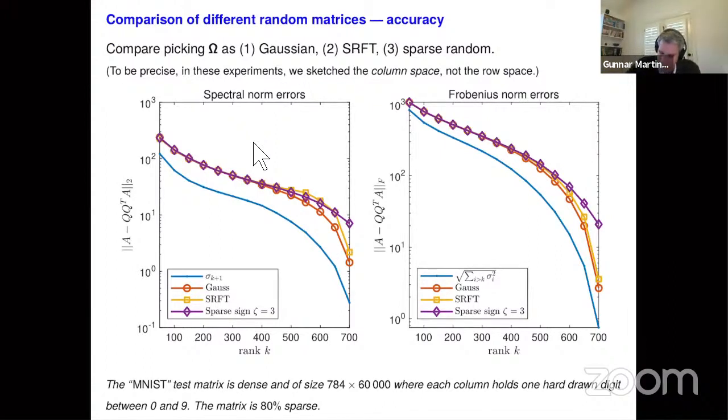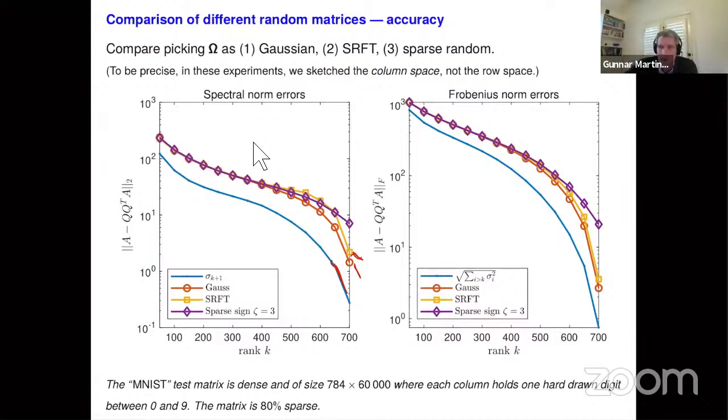So the blue line here are the singular values of A. That's the best possible approximation you can get in doing a rank k approximation. And remember, in this step, I haven't gotten to column selection yet. The question is just how good of a basis are the rows of F for the row space of A? That's all. We are not doing column selection just yet. And it turns out that these trigonometric transforms, that's the yellow line, perform basically as well as Gaussians. And this is going to be a pattern in basically all examples we looked at.